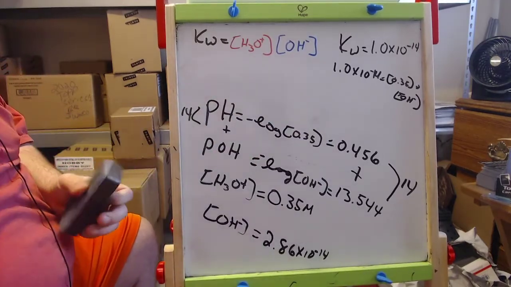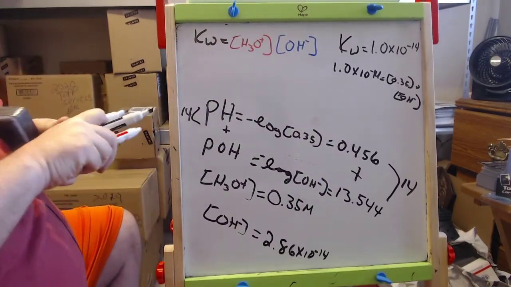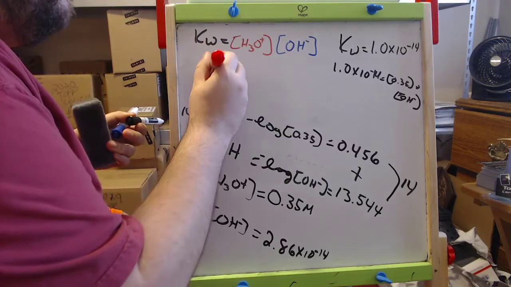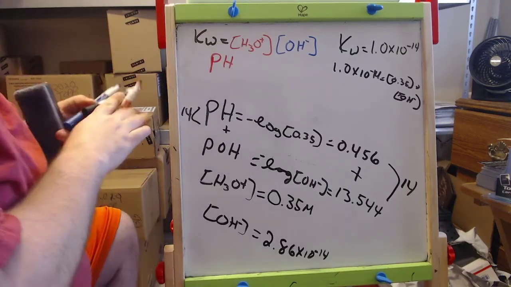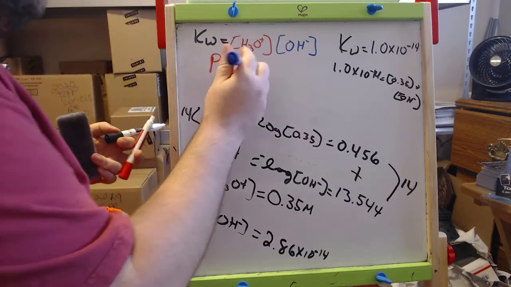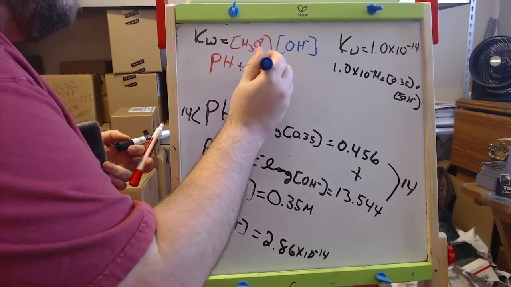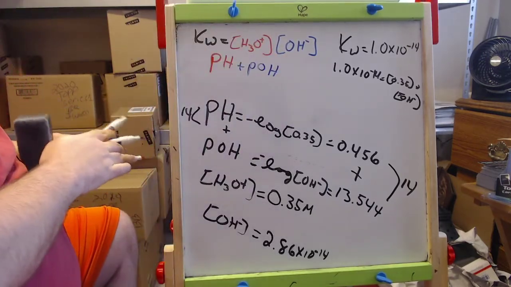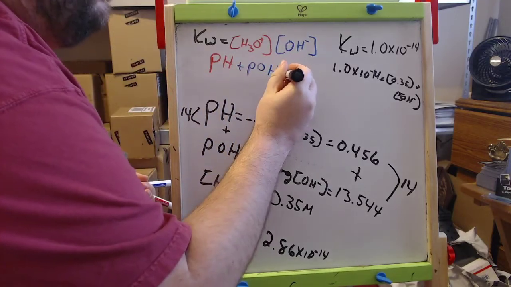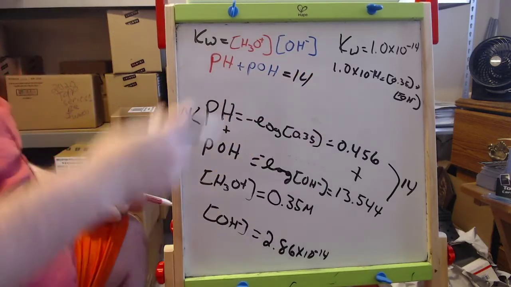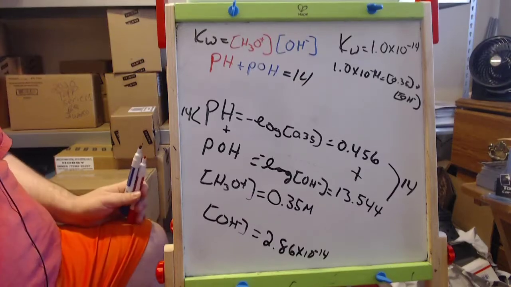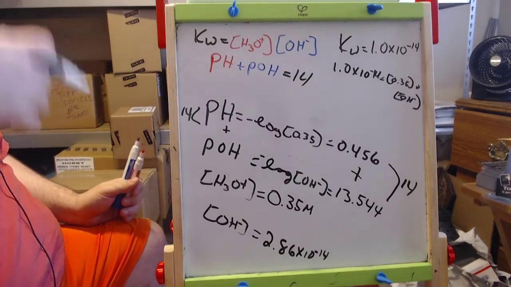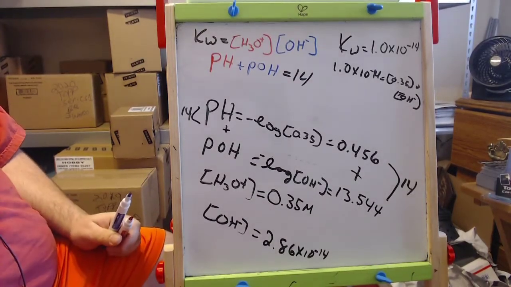So, a little side note here. Now, your books don't tell you this because they assume you understand the math. But pH plus pOH should equal 14. So if you look at the last one that we did, with nitric acid, the pH was 0, the pOH was 14.